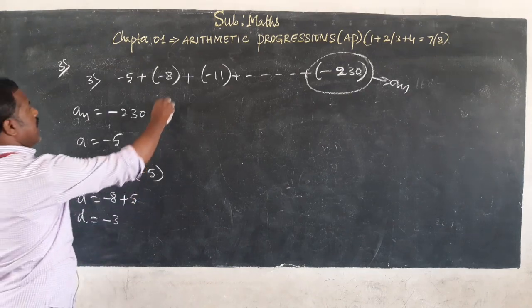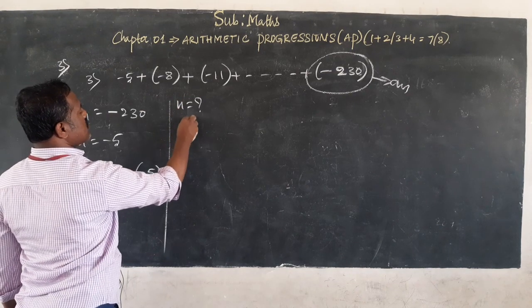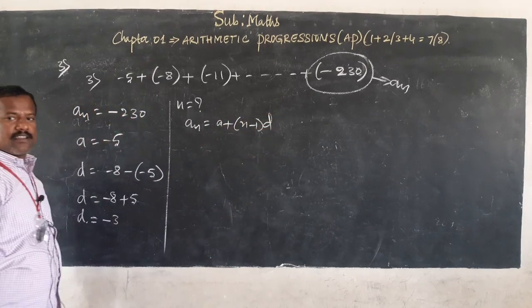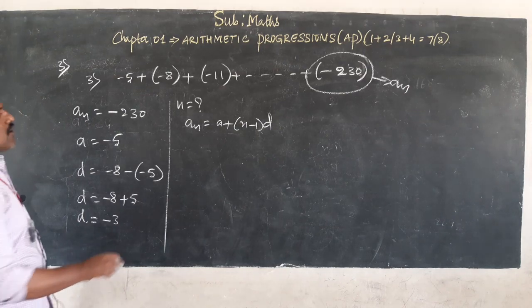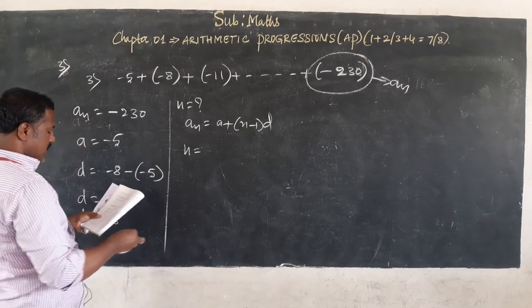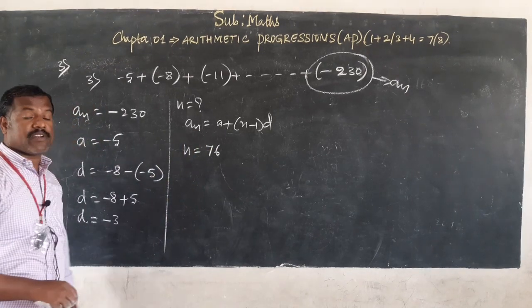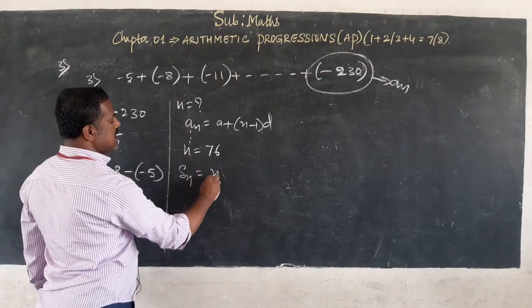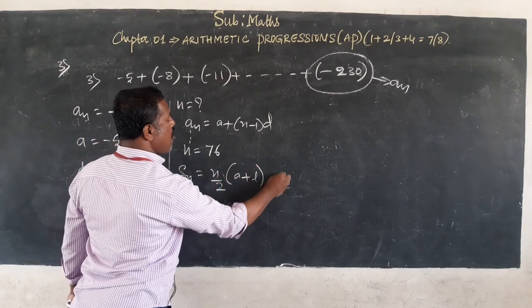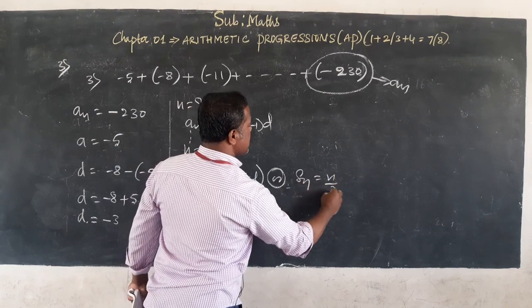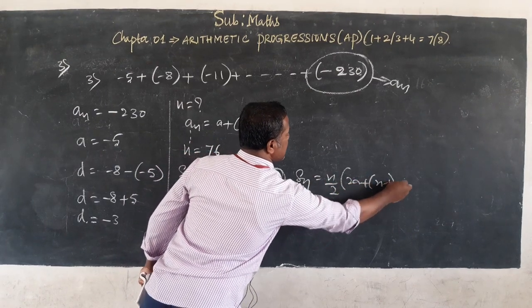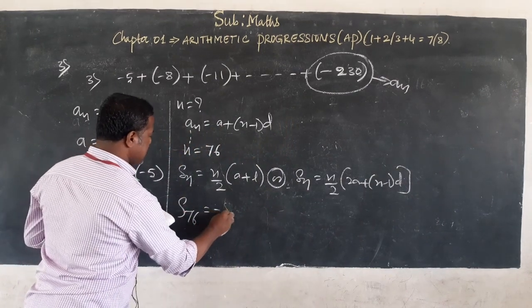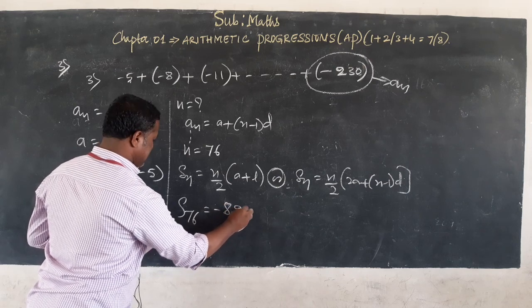Understand, children? Now let us find the value of n by using the formula an equals a plus of n minus 1 into d. Understand yourself? Okay, children? Now, tell me what's the value of n. So here, the value of n is 76. After getting the value of n, that is 76, you can easily find the value of Sn by using the formula n by 2 into a plus l, or Sn is equal to n by 2 into 2a plus of n minus 1 into d. So you will get the answer S76, which is equal to minus 8930.